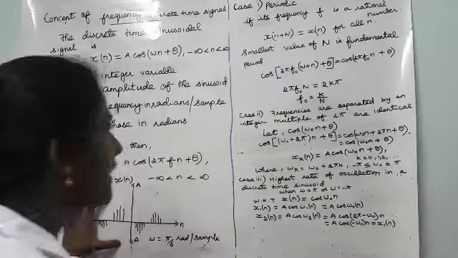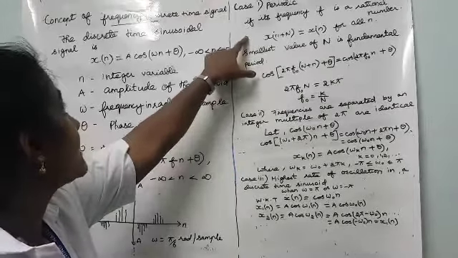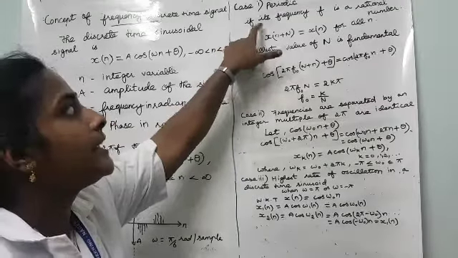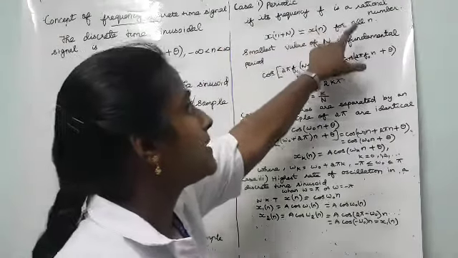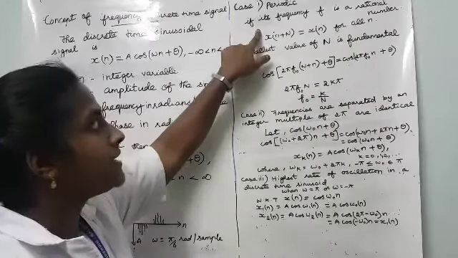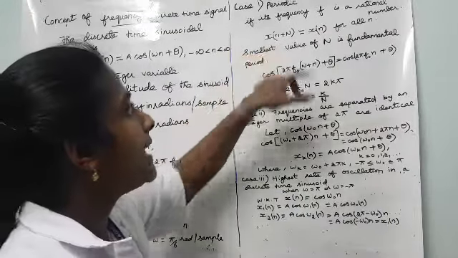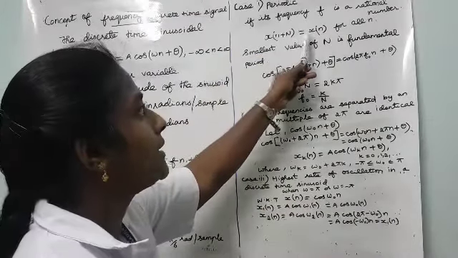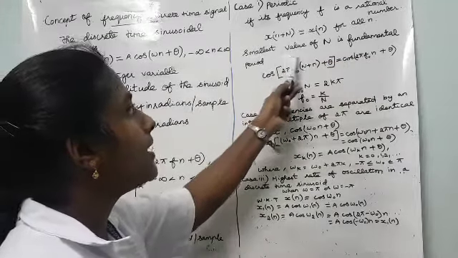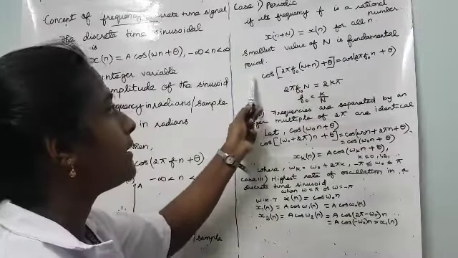From this diagram we have three cases. First case: the discrete time sinusoidal signal is periodic if its frequency f is a rational number. That is, if a discrete time signal is periodic, f must be a rational number. That is, x of n plus N is equal to x of n for all n. Here the smallest value of capital N is the fundamental period.